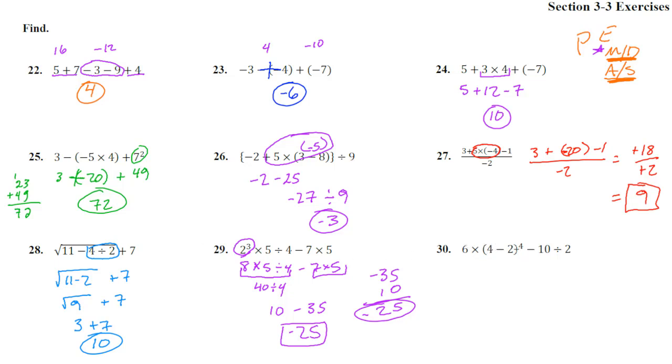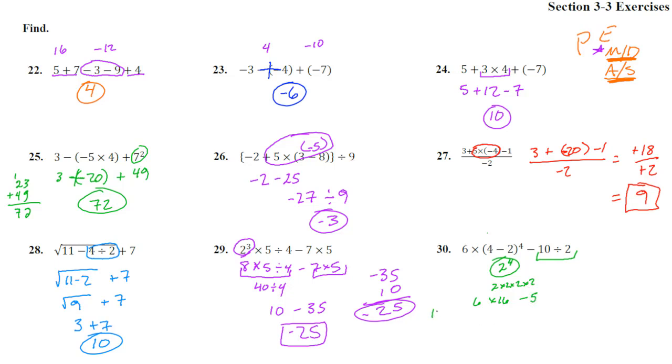6 times 4 minus 2 to the 4th power minus 10 divided by 2. Notice these guys are division, glued together over there. This is all this exponent. 4 minus 2 is 2 to the 4th power, so we've got to take care of that before we can do times. 2 to the 4th power, let's write that down. 2 times 2 times 2 times 2. That's 2 times 2 is 4, times 2 is 8, times 2 is 16. So this is 6 times 16 minus 10 divided by 2 is a 5.